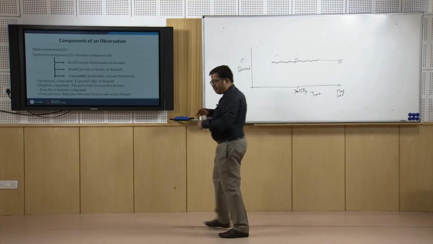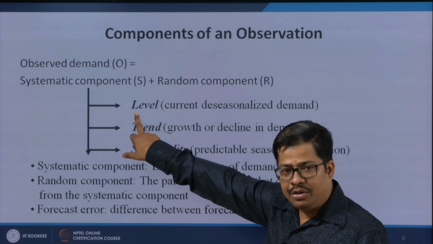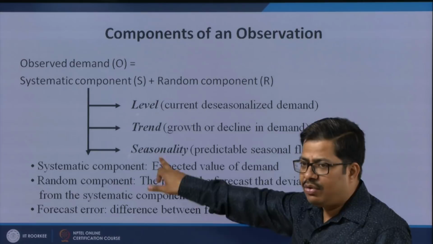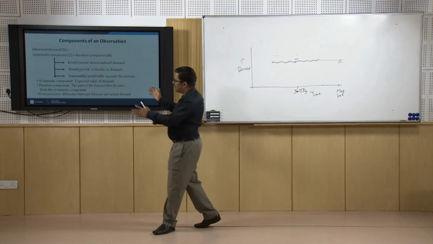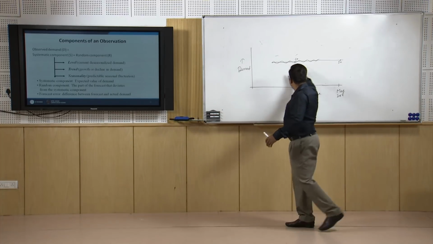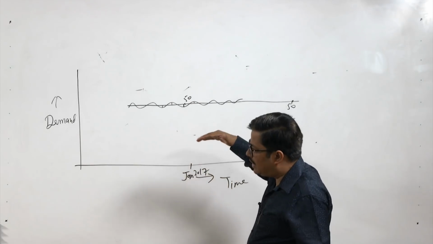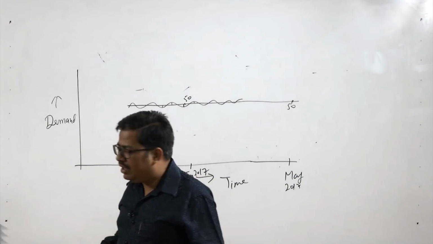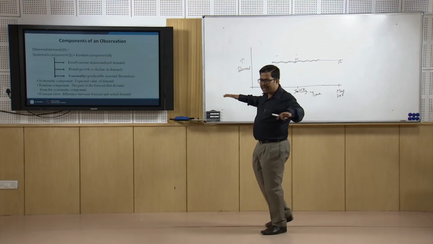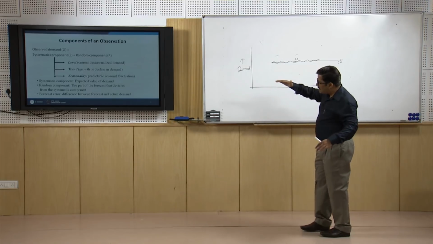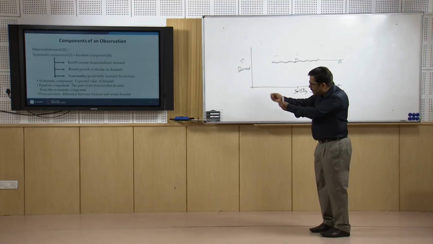Now in the systematic component there are three types of characteristics: you have level, you have trend, and you have seasonality. These are the three characteristics present in the systematic component. The example where I am showing a horizontal line is an example of level data, that is, almost horizontal demand data. What is meant by deseasonalized demand, we will discuss slightly later.